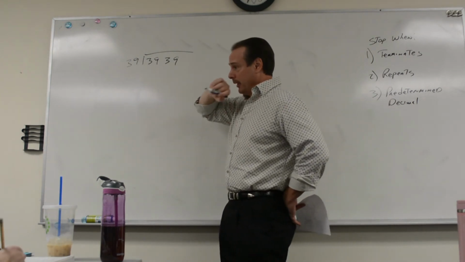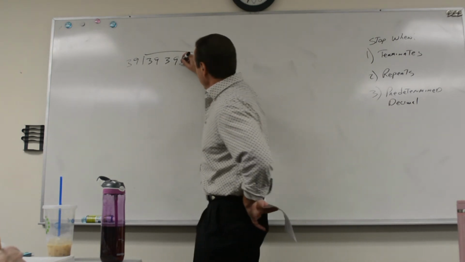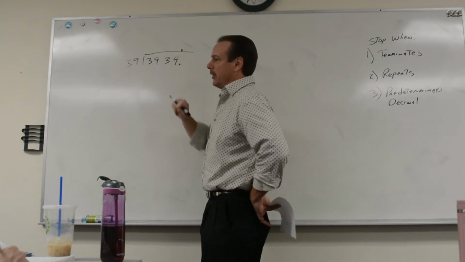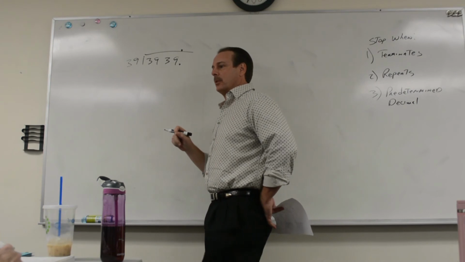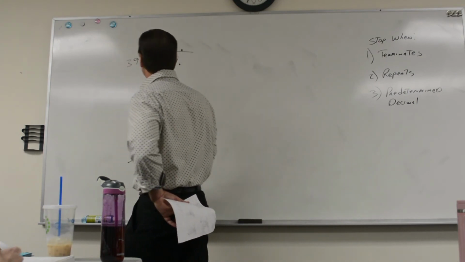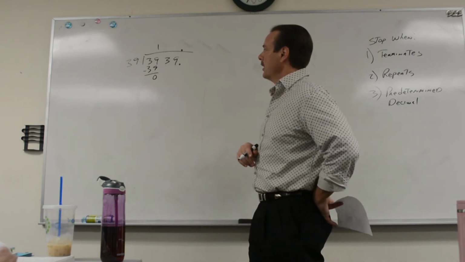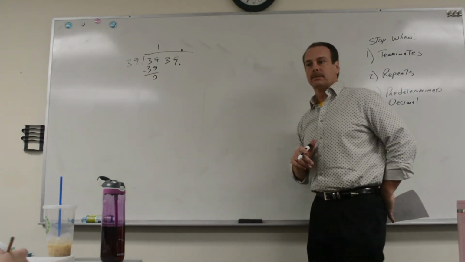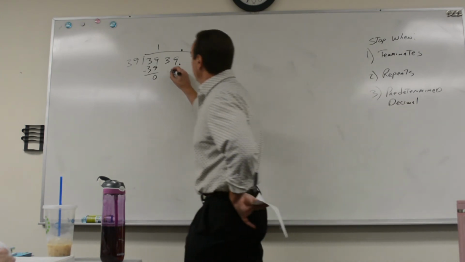Does 39 go into 3? No. Here's our decimal point right here. Does 39 go into 39? Yes. How many times? All right, so we're going to put 1 here, and this is 39. We're going to subtract it away, we're going to get 0. And then bring down the 3. All right, let's bring down the 3.